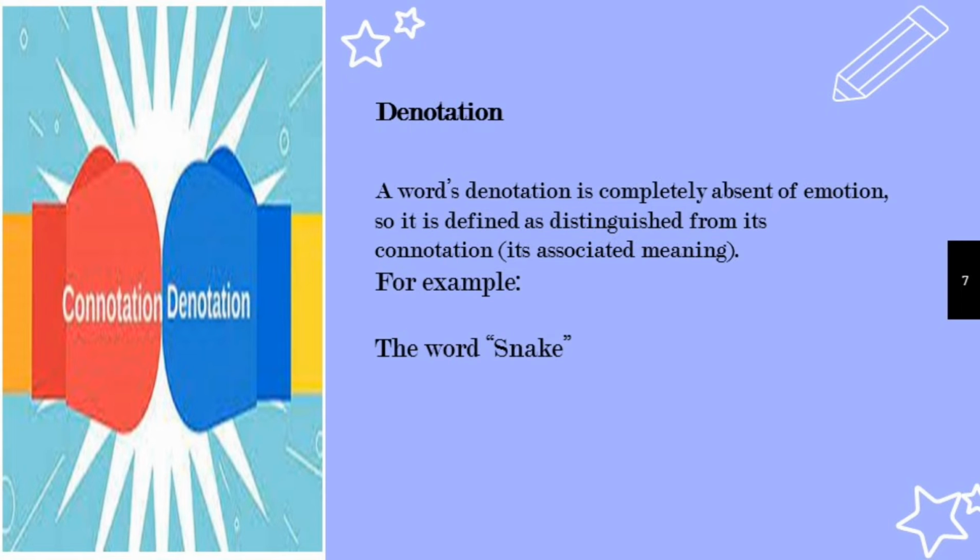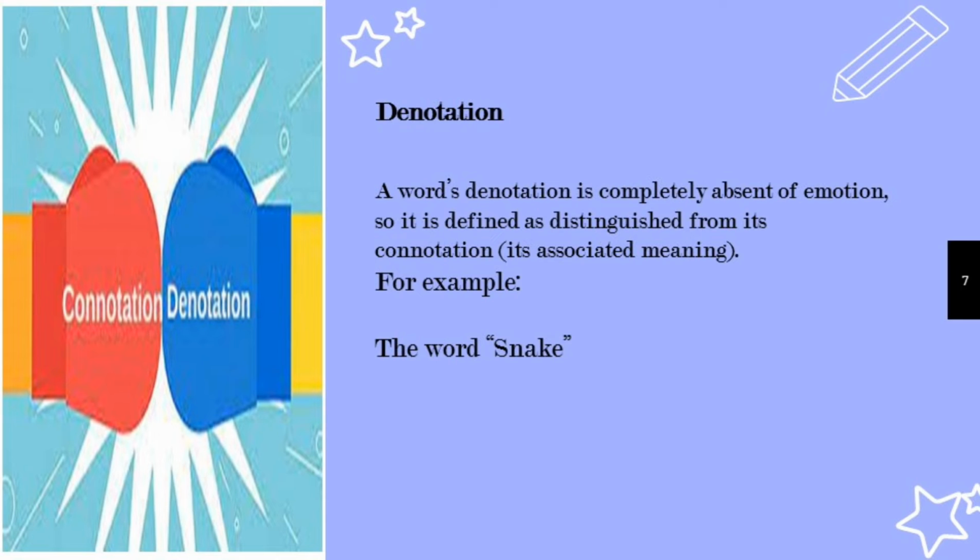And now let's proceed to the denotation. It says here that a word's denotation is completely absent of emotion. It is not like connotation, because connotation is used to describe another meaning of a specific word based on emotion. So a word's denotation is defined as distinguished from its connotation or its associated meaning.